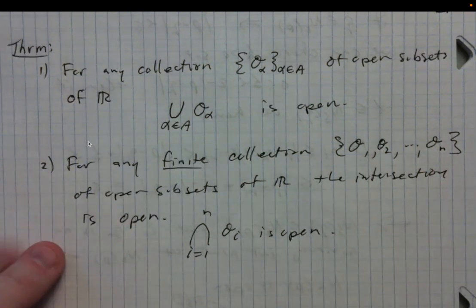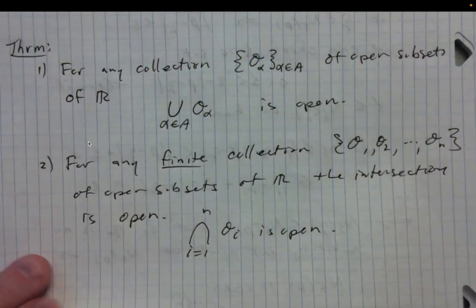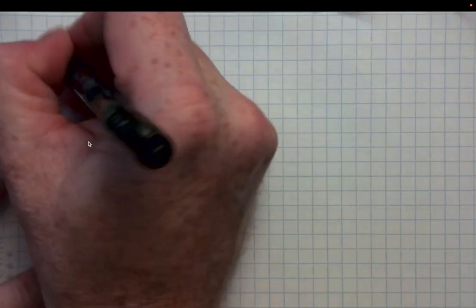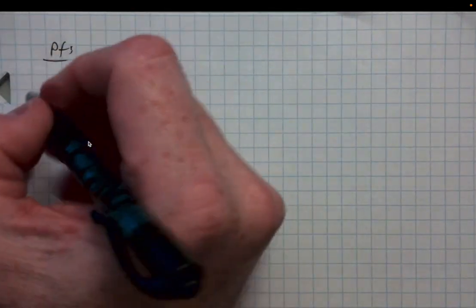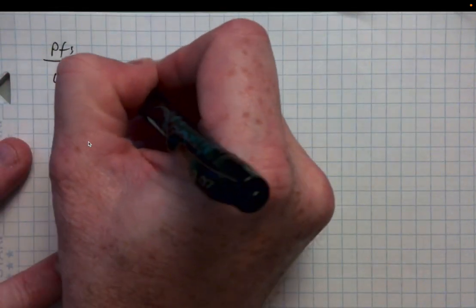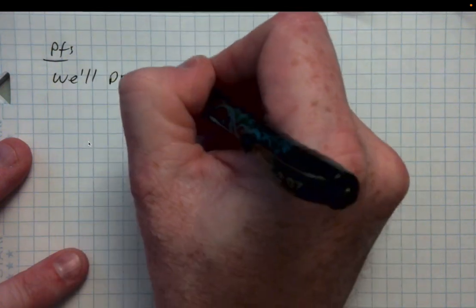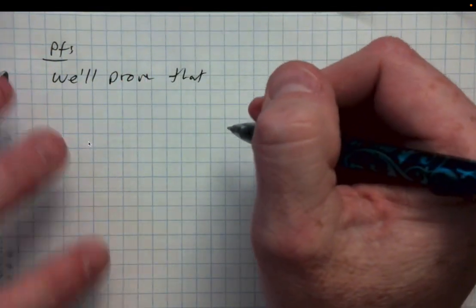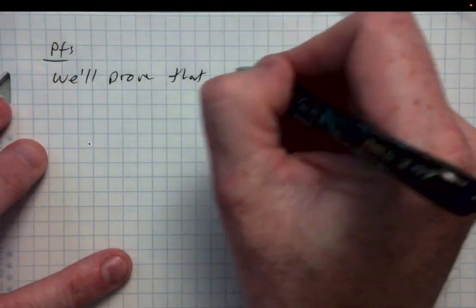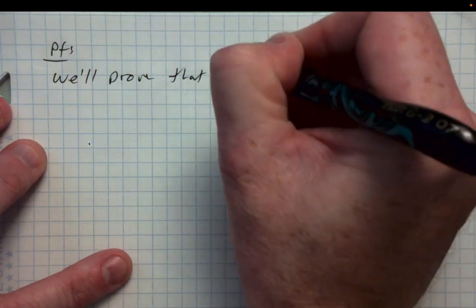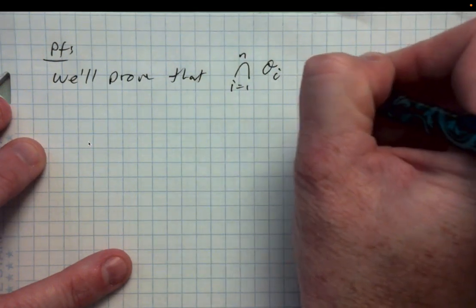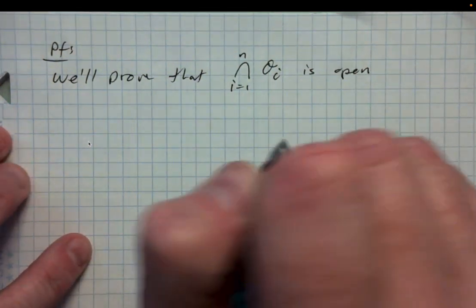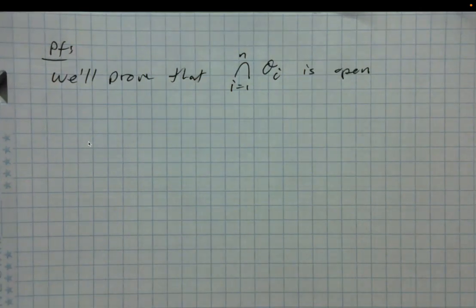Okay. All right, so this is a nice theorem, and let's prove it. We won't prove both parts just in the interest of time, but we'll prove that the finite intersection is open. So the intersection over i equals 1 to n of O_i is open. All right, so this is the one we'll focus on.